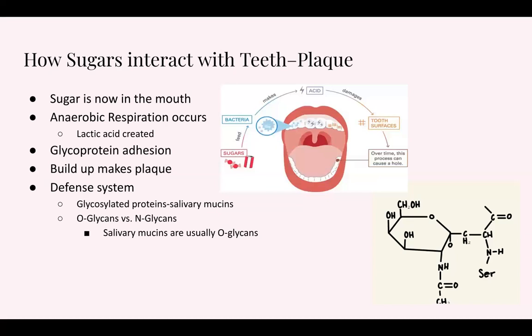One way the body provides a defense mechanism to this is salivary mucins. These are usually O-glycans, so that they're attached to serine and threonine residues, compared to N-glycans, which are attached to asparagine residues. Mucins are hydrophilic and can therefore interact with water inside of the mouth, and they have lubricating properties, and these lubricating properties protect the integrity of the tooth by having another boundary between bacteria and the tooth surface.